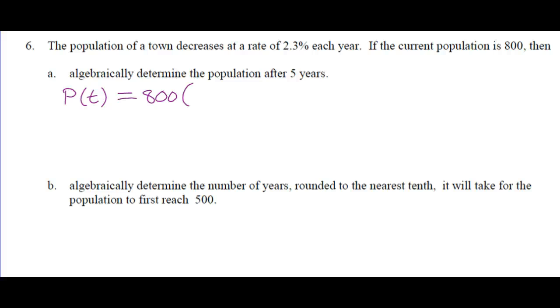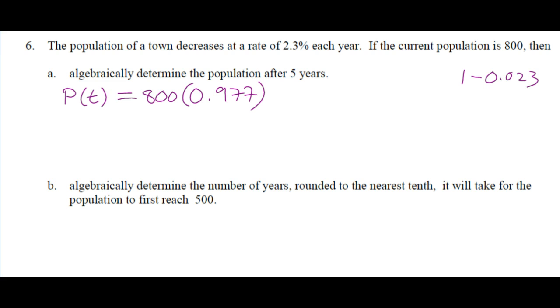0.977. Okay. So it's 1 minus 0.023. Right. So you convert 2.3% to a decimal, dividing by 100. You go 1 minus that. So it's 0.977.